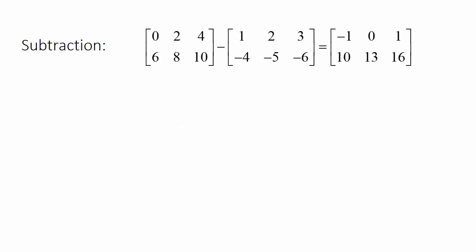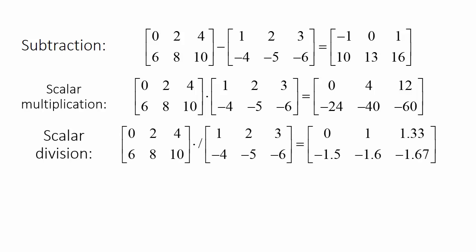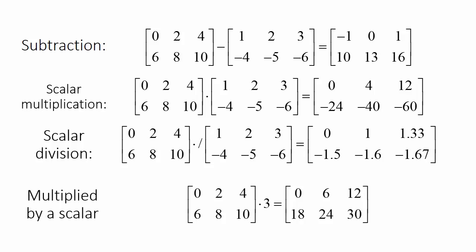Subtraction works the same way. Again, you cannot subtract one matrix from the other if they are not of the same order. We also have the scalar multiplication, in which case we multiply the corresponding elements together from two matrices, again of the same order. The scalar multiplication has this operator of a dot. And similarly, we have scalar division that works the same way as scalar multiplication. And then a scalar can be multiplied to a matrix. In that case, we simply multiply the same scalar to all elements of the matrix.